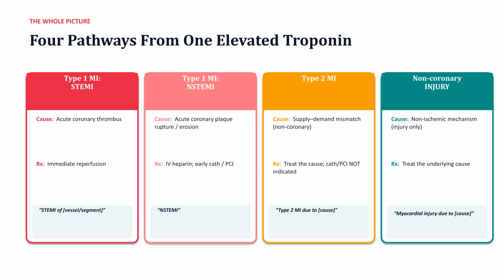There are 4 primary pathways for an elevated troponin. These range from Type 1 MI variants, such as STEMI or NSTEMI, to Type 2 MI caused by supply-demand mismatch or non-coronary myocardial injury. Understanding these pathways helps determine the correct clinical management and accurate documentation for each patient.